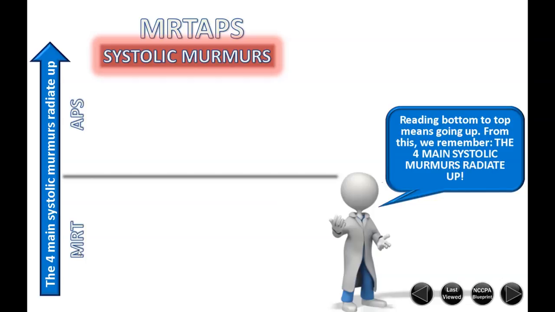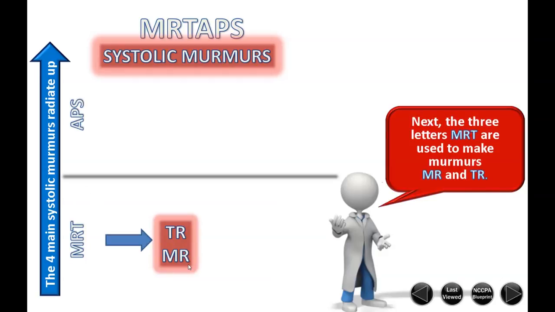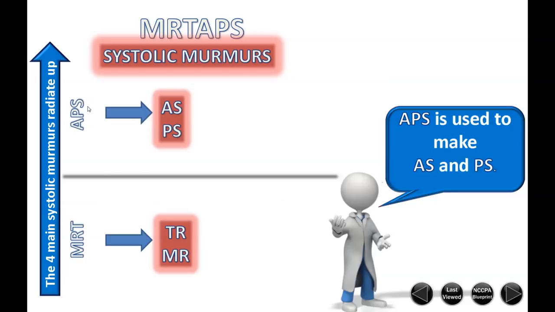So what murmurs can we make? That's the real question. So we got these 3 letters here and 3 letters here. So what we can do is there's MRT and then there's APS. So here I can make the murmurs TR and MR. Mitral regurg, tricuspid regurg. You only have 2 choices. It's either stenosis or regurgitation. So up here, since we got the S, it must be AS and PS. So here we get aortic stenosis and pulmonic stenosis. So these are the 4 systolic murmurs that you're going to get, AS, PS, TR, and MR.